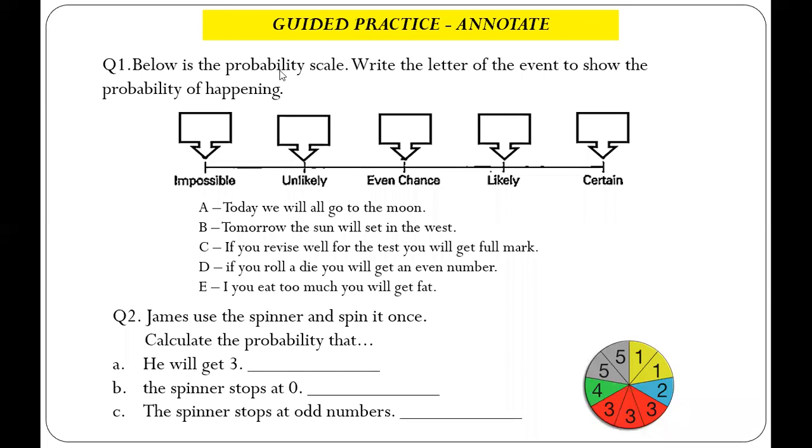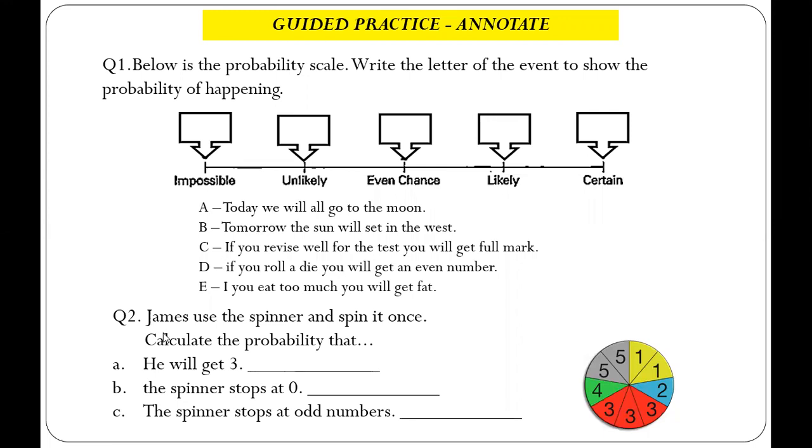Okay, what I want you to do is answer question 1 and 2 on this page. Below is the probability scale. Write the letter of the event to show the probability of it happening. So we have here A, B, C, D, E. You have to mark down here in the probability scale the letters. For example, today we will all go to the moon. What do you think? Of course it will be impossible. So you will write here A.